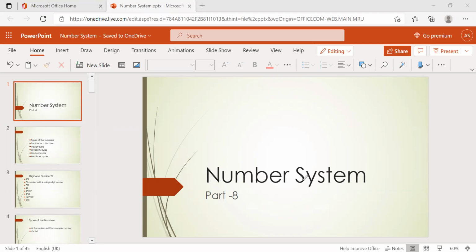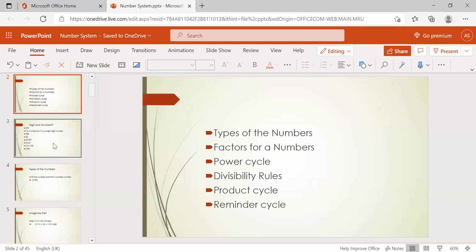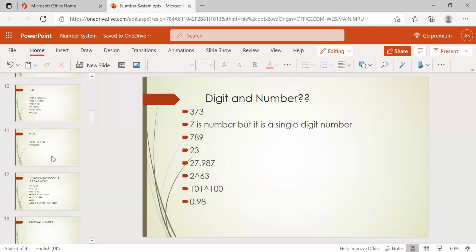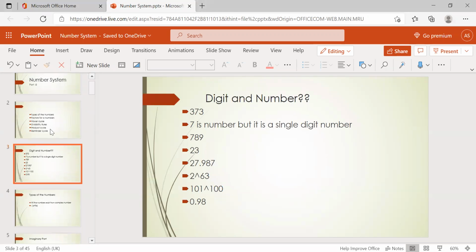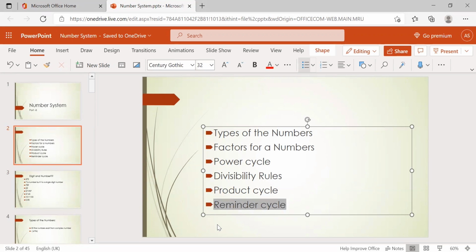Today we are going to discuss number system part 8, a very important concept in number system. As a recap, we already discussed the types of numbers, factors of numbers, power cycle, divisibility rule, and product of the cycle, from basics onwards. And now the last concept, a very important concept, is the remainder theorem.